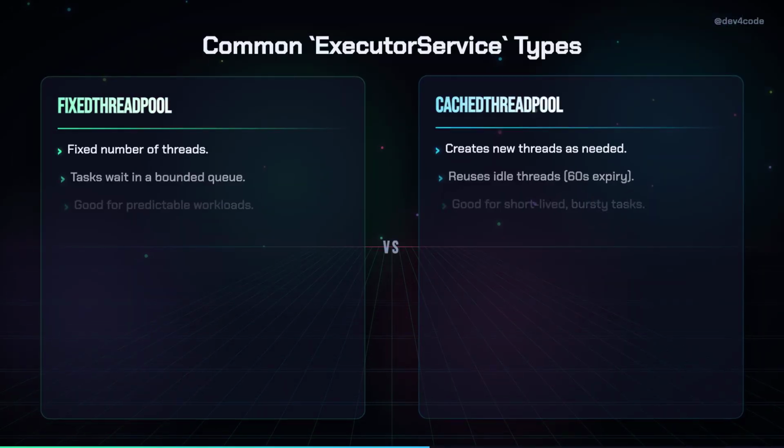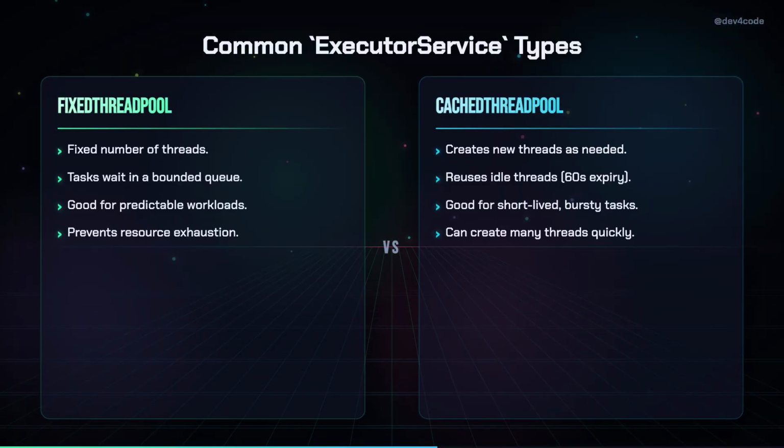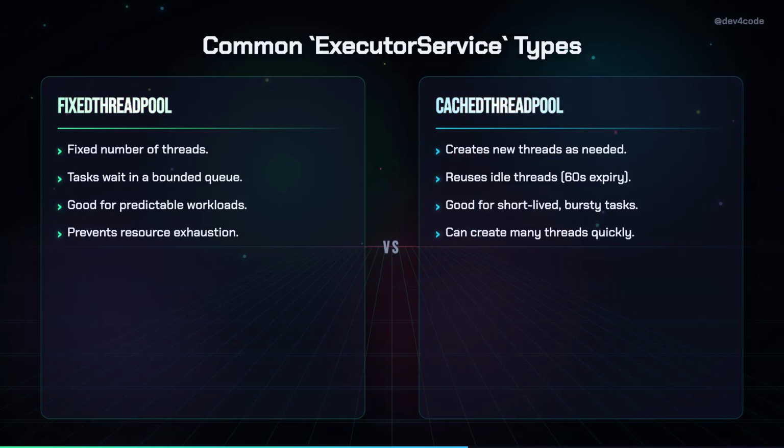Java's Executors utility class provides several factory methods for common pool types. The fixed thread pool maintains a set number of threads, using a queue for excess tasks, making it ideal for stable, predictable workloads where you want to cap resource usage.